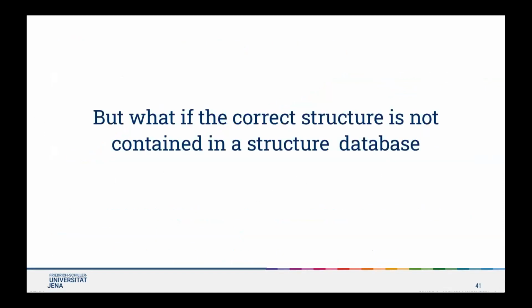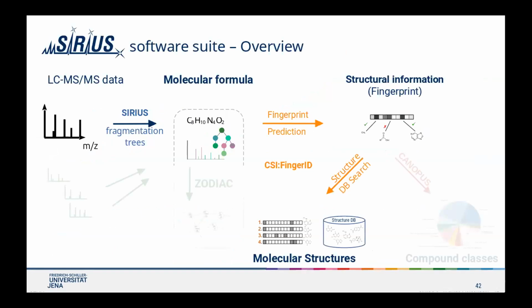But what if the correct structure is not in a database? I think that's the problem we always have. We search in a database, and for some of our features, we will not get a hit, or we will get a hit that makes no sense. And this is usually just because it's not in there. For this case, we also have a method that at least gives you some information about your structure or about your features in your data set.